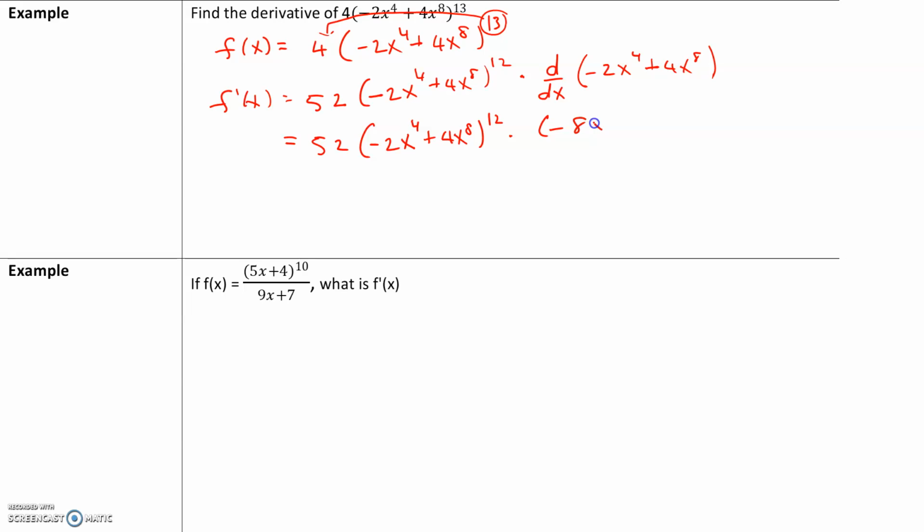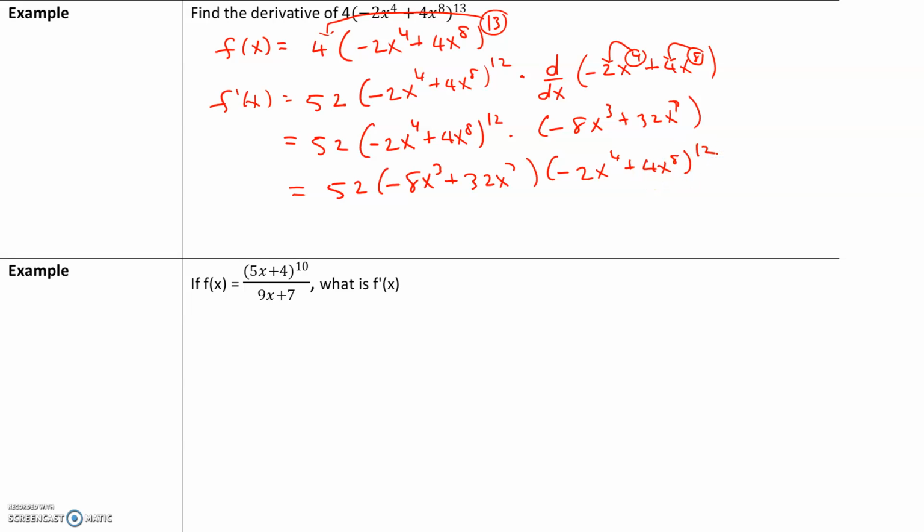So that's going to be a negative 8x to the 3rd. Multiply the 4 with the negative 2, drop down a degree, and then the 8 multiplies with the 4, so this gives you 32x to the 7th. The 8 drops down a degree. Okay, and then there's not really much else we can do with this, so you can leave your answer like this, or if you want to rearrange it, you can write 52 times (negative 8x cubed plus 32x to the 7th) times (negative 2x to the 4th plus 4x to the 8th) raised to the 12th power. So either of these answers is perfectly acceptable.